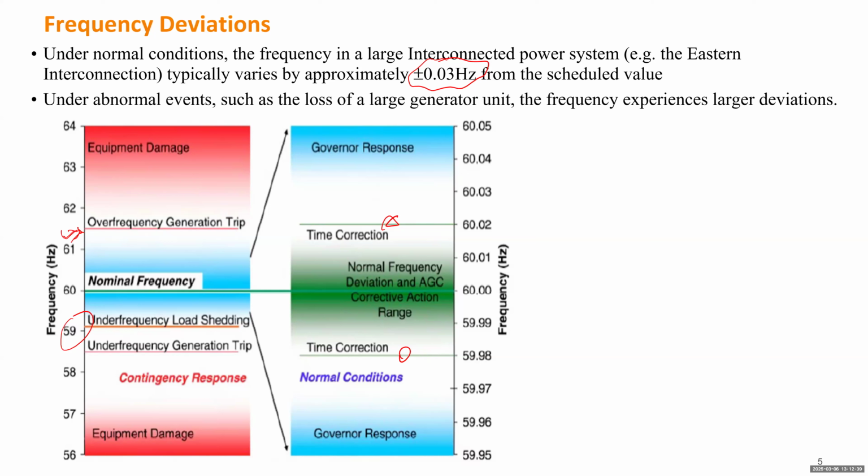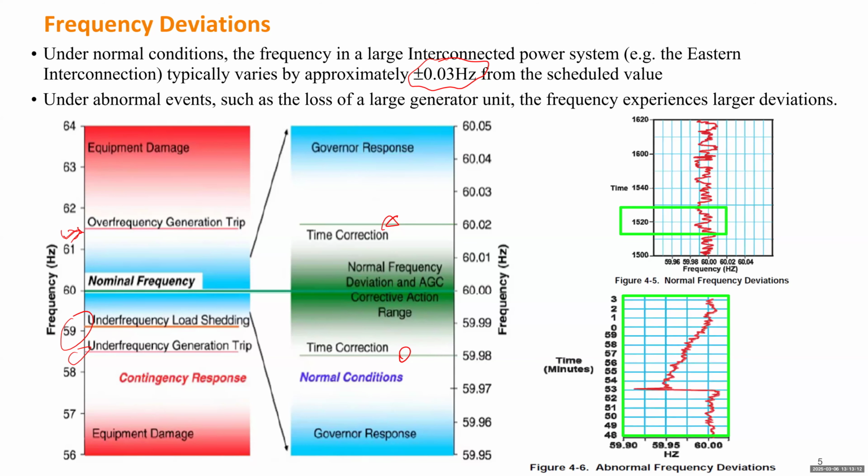near maybe 59.102, there will be under-frequency load shedding to try to stop the decline of the frequency. And if it's too low, going to like 58.5, right? There will be an under-frequency generator trip. So if the frequency goes very high or very low, the generator will be damaged, or some other related equipment will be damaged.